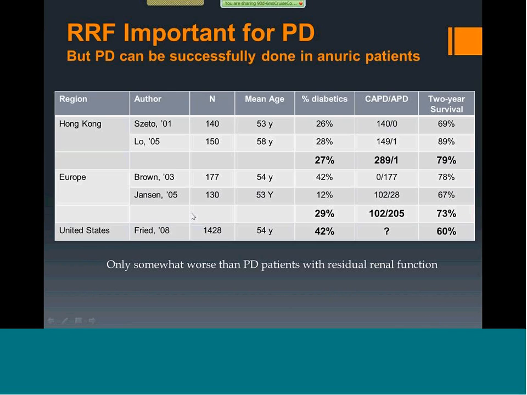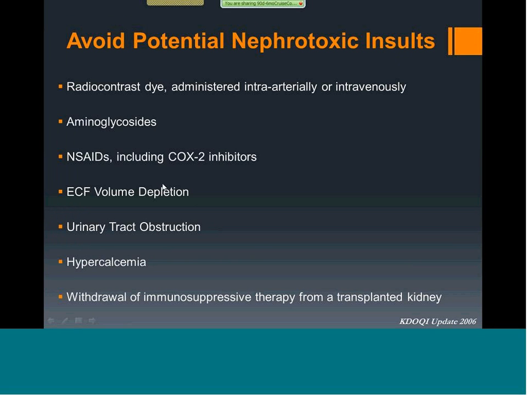Volume depletion and episodes of hypotension should be avoided because they are hurtful to residual renal function. Also avoid urinary tract obstruction and high calcium levels. And finally, I just want to put in a word to avoid withdrawing immunosuppressives in a patient who has a failed transplant. Traditionally, patients that have a transplant get immunosuppressive medications.